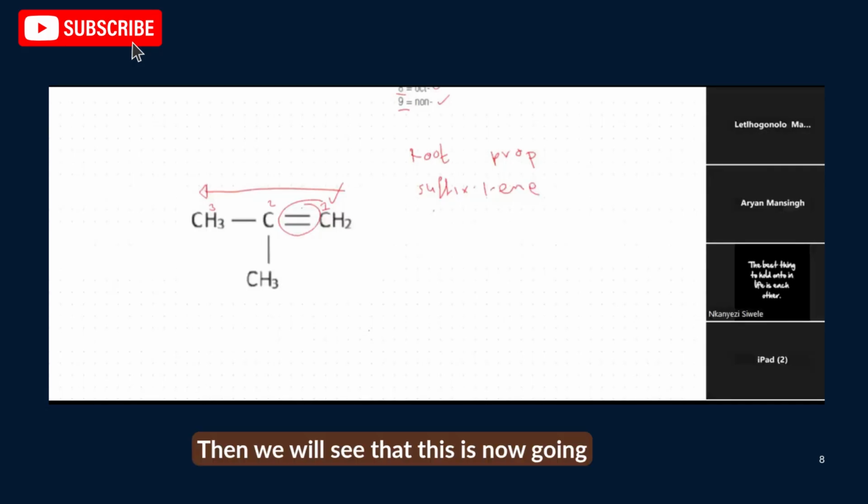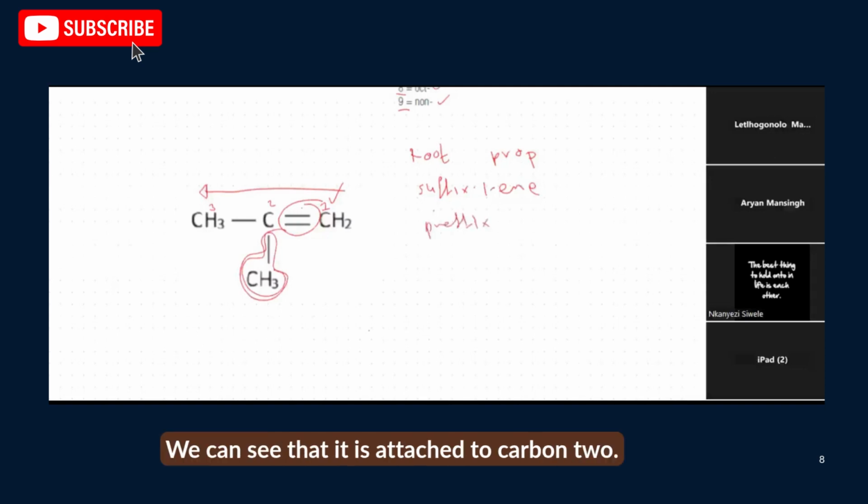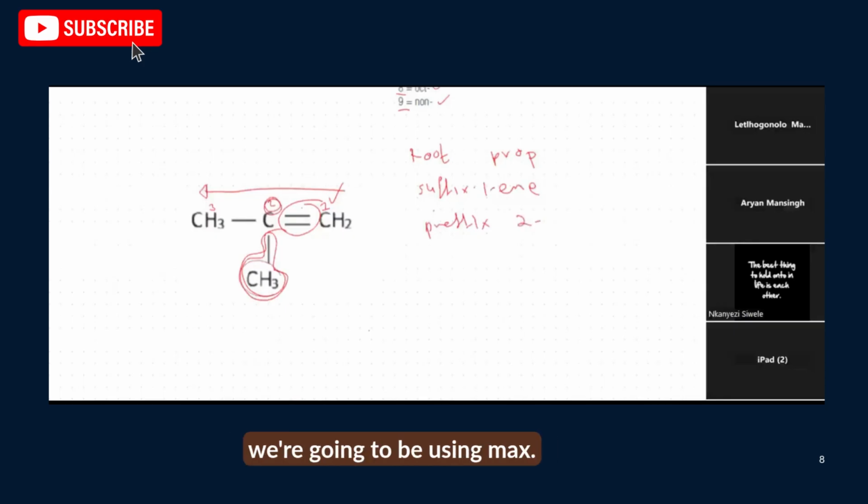Then we will see that this is now going to act as a substituent. So now we're looking at the prefix, which is the substituent. We can see that it is attached to carbon 2. And because it has 1 carbon, we're going to be using meth. Now, for our substituent, we always write yl at the end. Methyl, ethyl, propyl, butyl, pentyl. Those are our substituents.